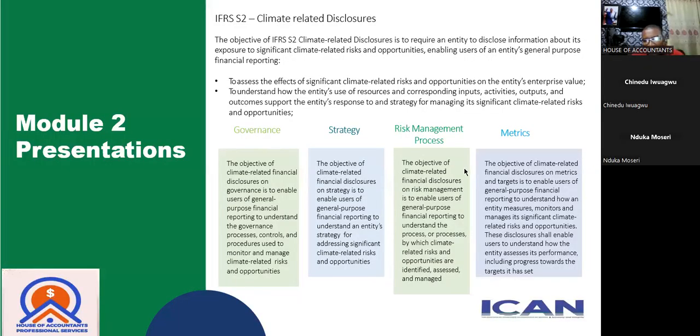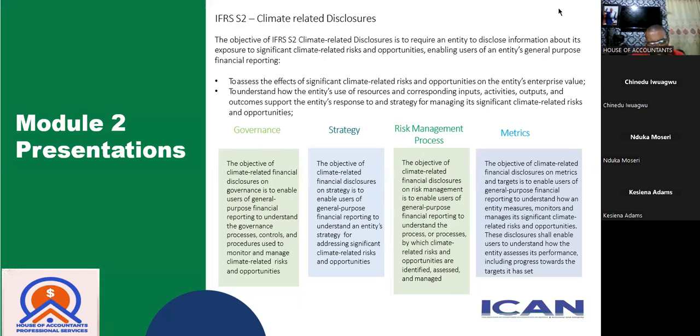Okay, so what we are saying here is that for the climate-related disclosure, you are required to disclose all these related issues about climate. Because before the investor will come to your organization to invest, they want to know the risks and the opportunities you are exposed to in the organization. Okay? And what is this talking about?